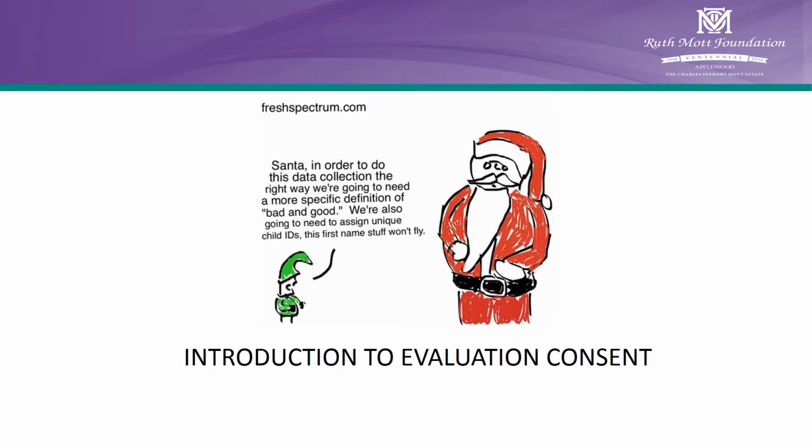I really love this comic, although right now, as I'm recording this, it is not the season to be speaking about Santa, but I think it's cute. It says, Santa, in order to do this data collection the right way, we're going to need a more specific definition of bad and good. We're also going to need to assign unique child identifiers. This first name stuff won't fly. So it really gets at the idea that we need to be careful with the data that we're collecting, apparently even if we're an elf.